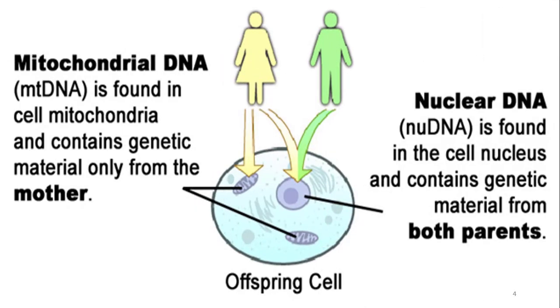For example, look at here. This is the mother and this is the father. This is the mitochondria. It contains mitochondrial DNA. Mitochondrial DNA is only inherited from the mother. And this is the nuclear DNA. The nuclear DNA comes partly from the mother and partly from the father, 50% and 50%, and mitochondrial DNA 100% from the mother.